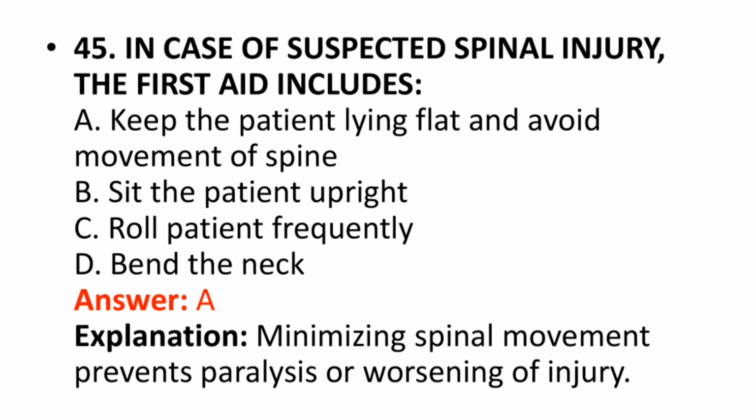In case of suspected spinal injury, the first aid includes option A keep the patient lying flat and avoid movement of spine. Option B sit the patient upright. Option C roll patient frequently. Option D bend the neck. The correct answer is option A. Minimizing spinal movement prevents paralysis or worsening of injury.